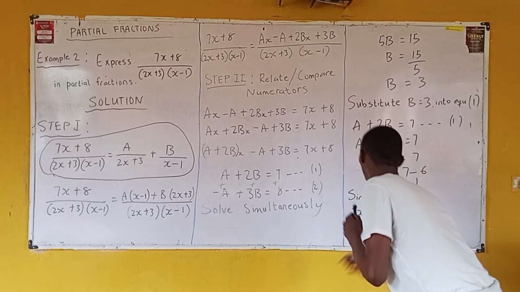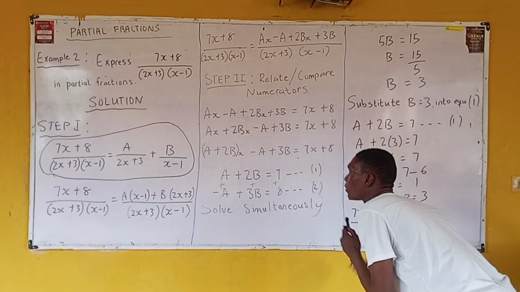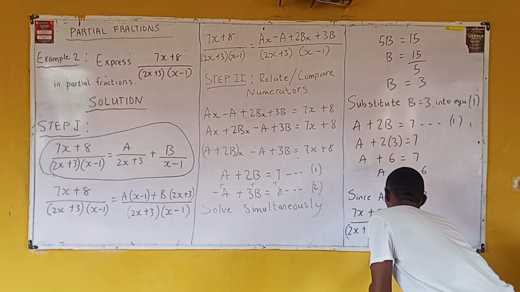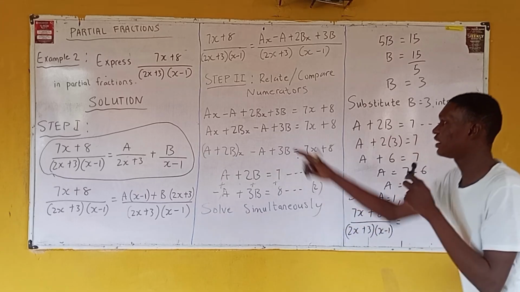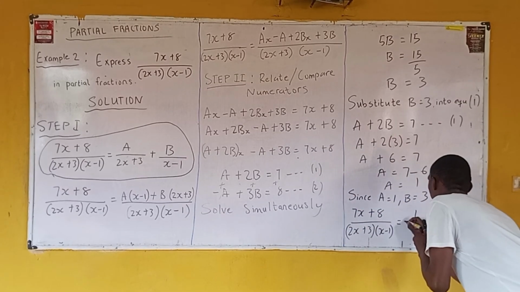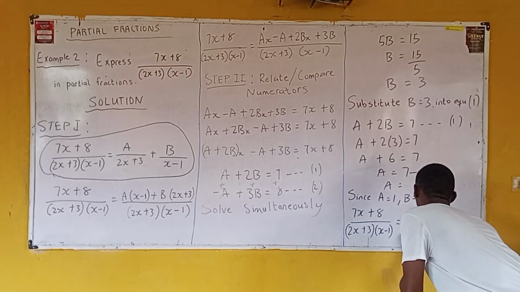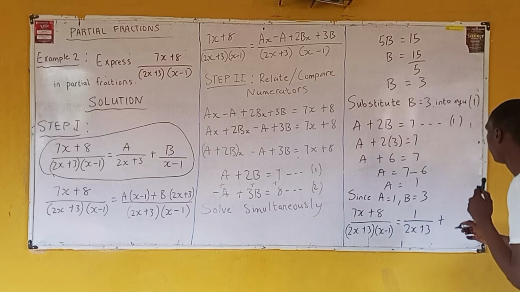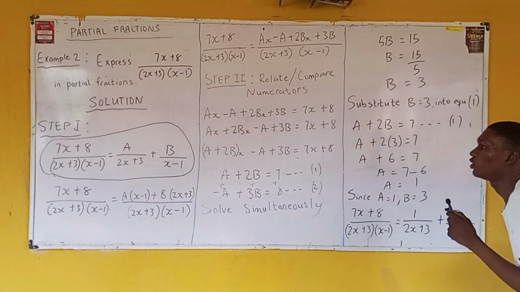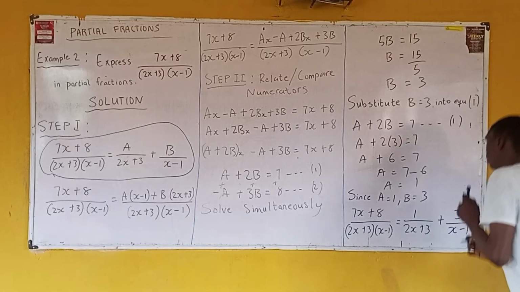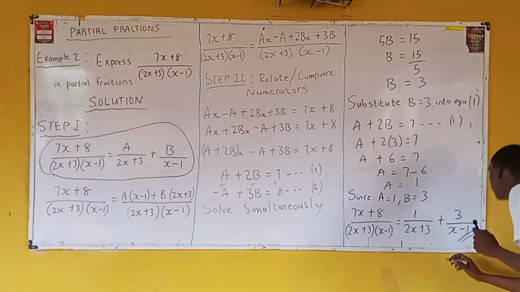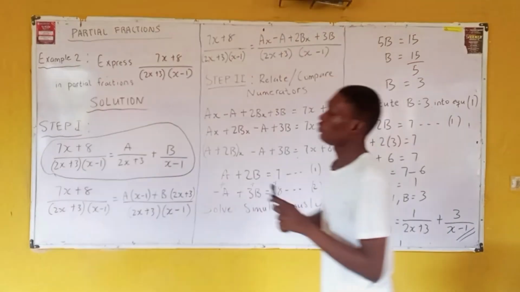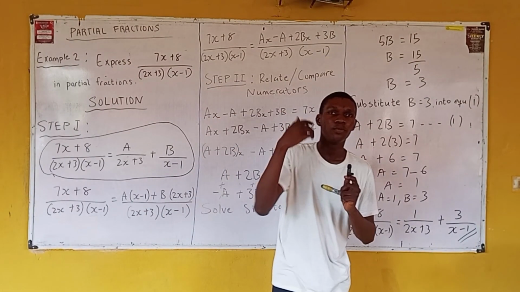So that will be 7x plus 8 over 2x plus 3 and x minus 1 is equals to, what is our a? We know our a to be 1, right? 1 over 2x plus 3, then plus, what is our b? Our b is 3, plus 3 over x minus 1. And simply this is the final answer. So this is the final answer, and that is that on case 1 of solving partial fraction.